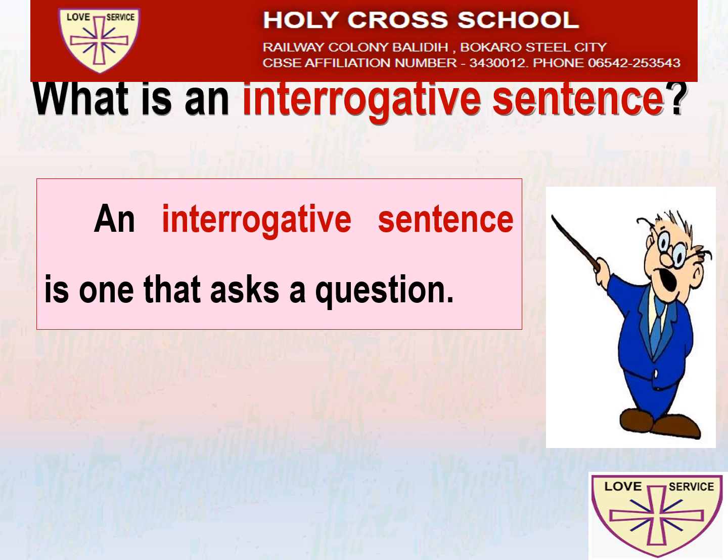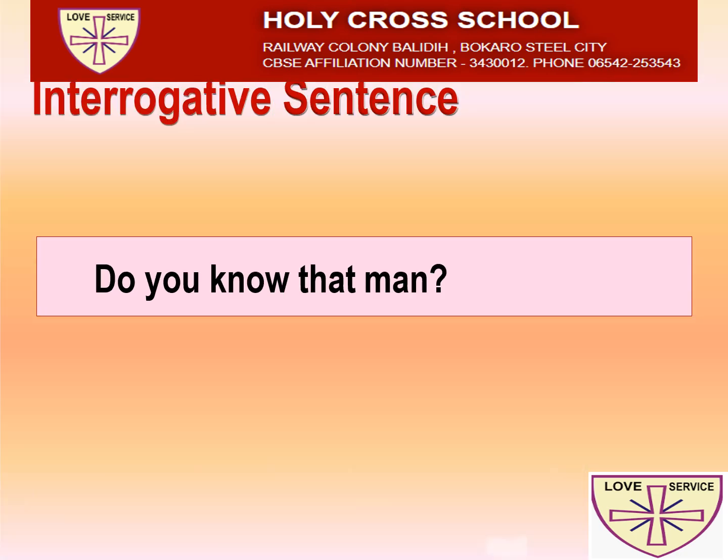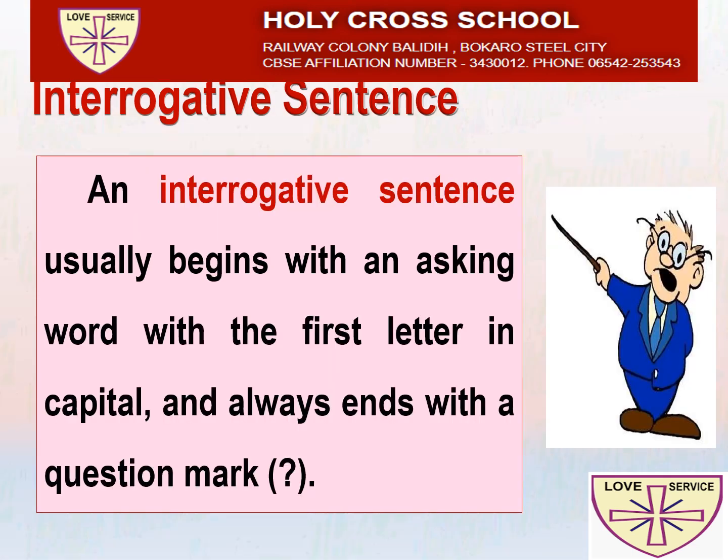Next category is interrogative sentence. What is an interrogative sentence? An interrogative sentence is one that asks a question. Example, do you know that man? An interrogative sentence usually begins with an asking word or a question word with the first letter in capital and always ends with a question mark. Here, let me tell you, the asking word or the question word usually means the WH words.